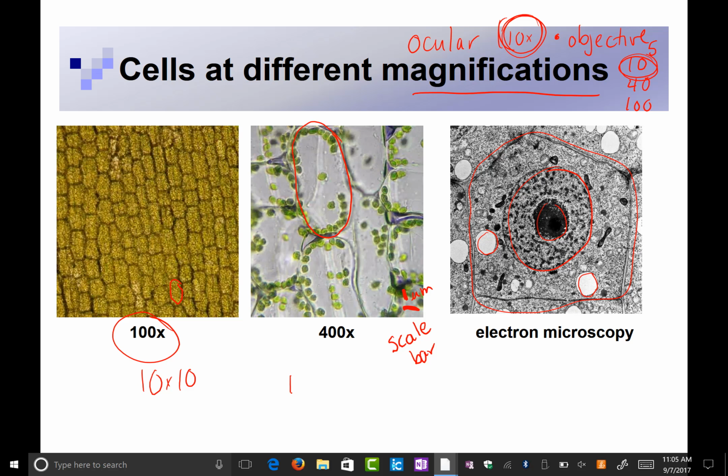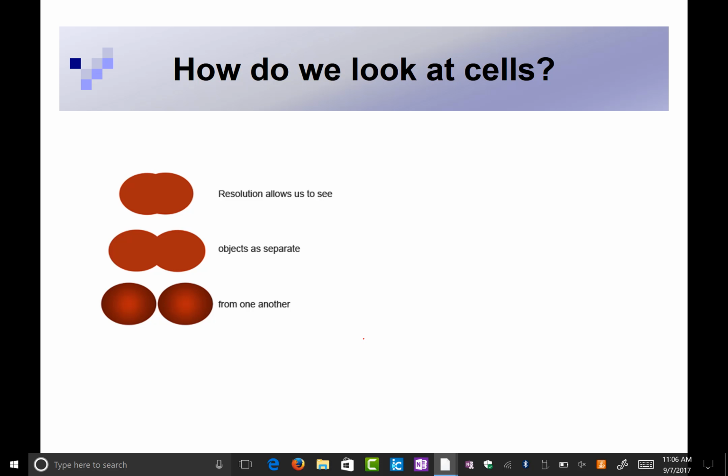And your 400 would be the 10x ocular, the eyepiece, and the 40x objective to get a magnification of 400. So make sure you understand how to calculate magnification given some information. Another term that goes with microscopy that I want you to understand is resolution. Resolution is the ability to distinguish two objects that are close.